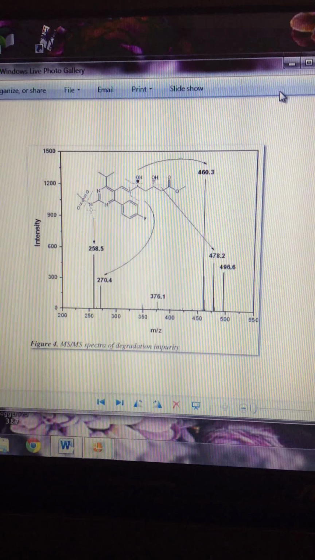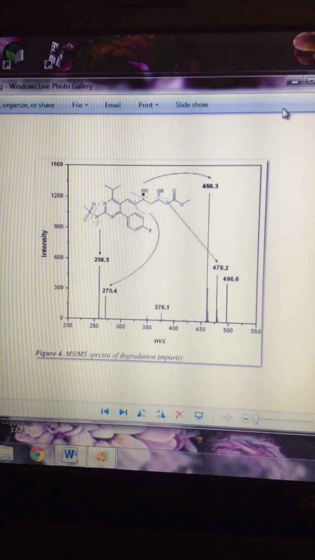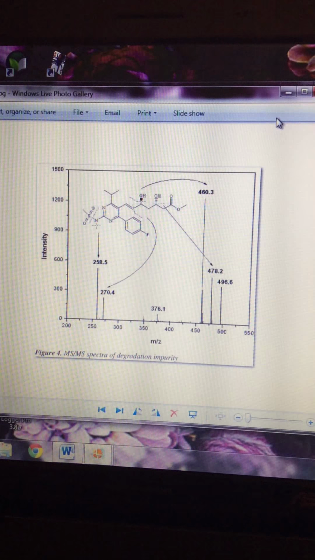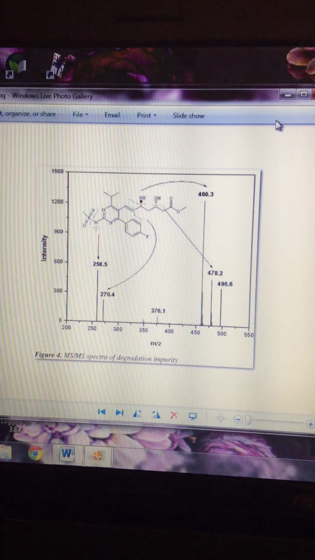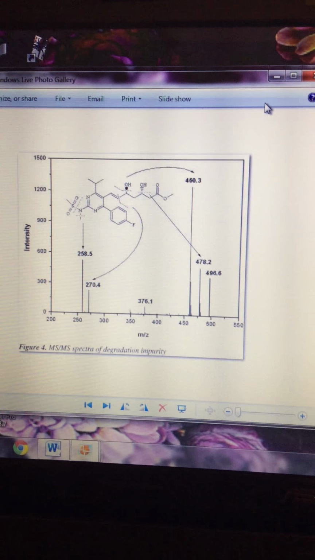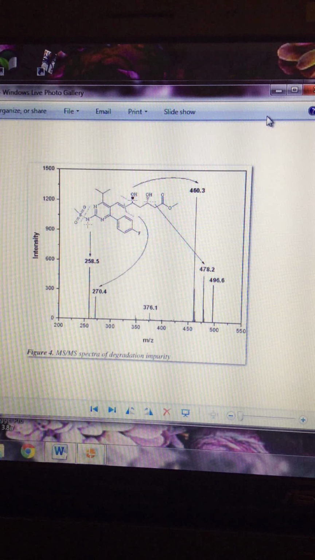So this is the mass spec for rosuvastatin. The mass spec is an analytical chemistry technique that helps identify the amount and type of chemicals present, and it does it by measuring the mass to charge ratio and abundance of a gas phase ion.